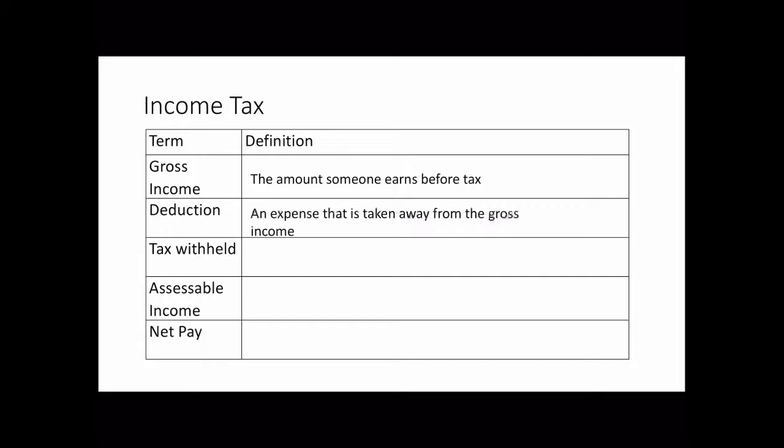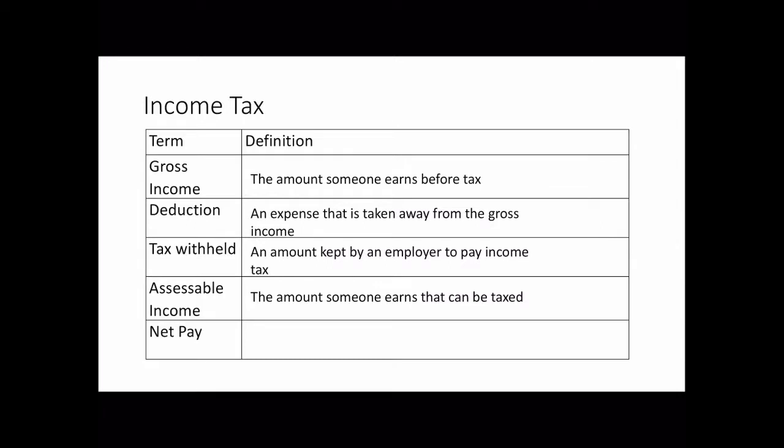Next is tax withheld. When you need to pay tax, it's usually a lot of money over the course of a year. So your employer makes it easier by taking it out of your salary every month. It is withheld from your income, so you have to pay less at the end of the year, or hopefully nothing.